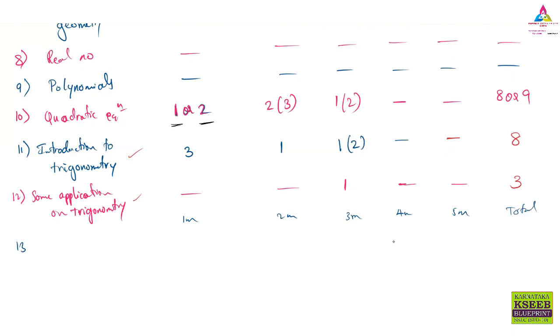The 13th chapter name is Statistics. What do we have in that? The multiple choice or 1 mark question will be 1, and there will be no 2 marks question. There will be 3 questions of 3 marks, in which you have to attempt 2. So this one also they have made easy this year.